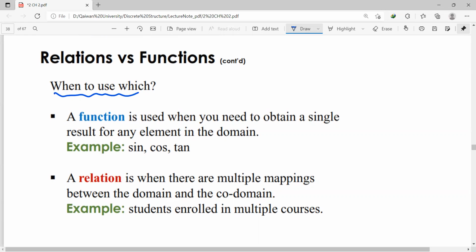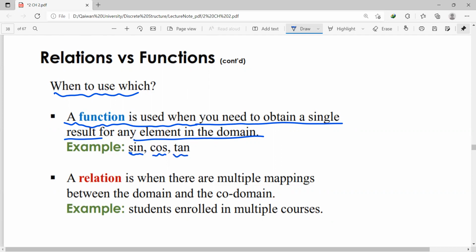We say when to use which. Here we say when do we use functions and when relations. Okay, we say a function is used when you need to obtain a single result for any element in the domain. If we want to get only one result or only one image for every element in the domain, in this case we use function. Here we have some examples: sine function, cosine function, and also tan function.